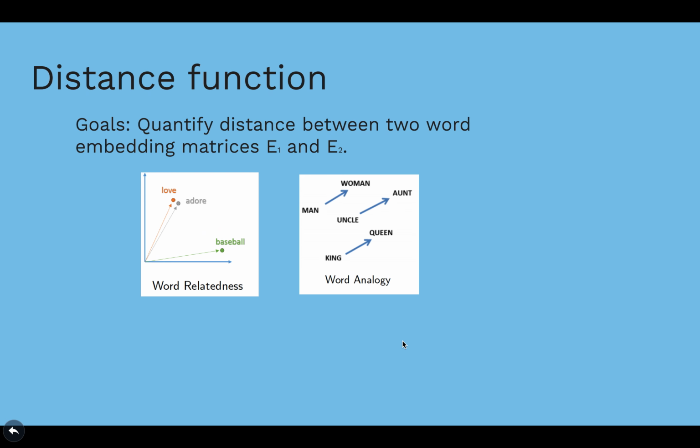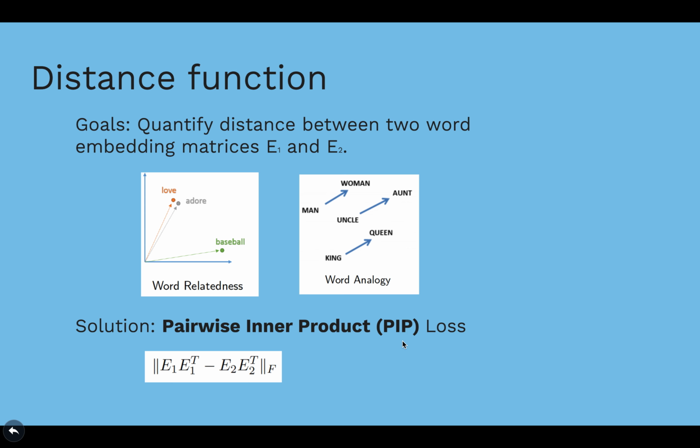Starting with the distance metric, our goal is to quantify the distance between two word embedding matrices E1 and E2, where E1 and E2 can be of different dimensions. Also, it needs to capture the important characteristics of word relatedness and analogy. Hence, we propose pairwise inner product loss, which takes this form, for which we call PIP loss.